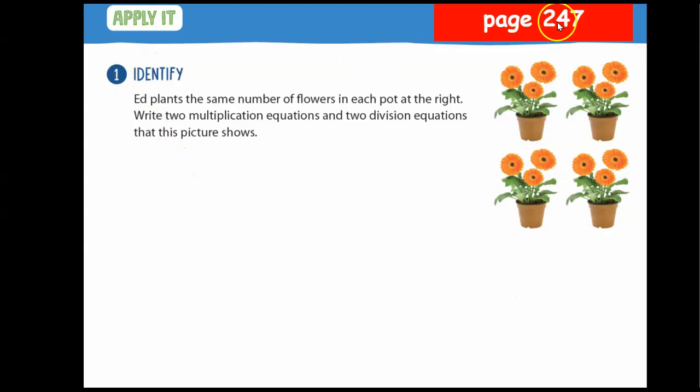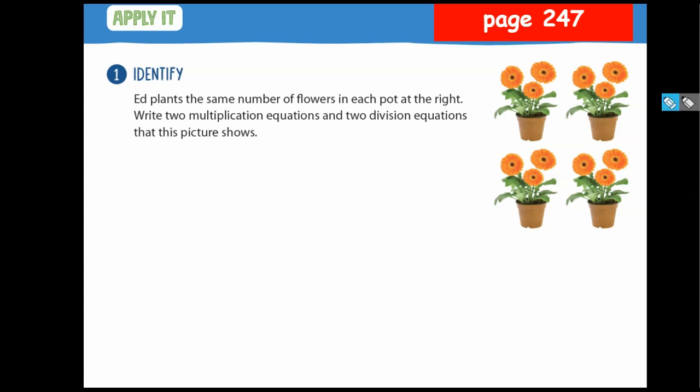So on page 247, it says Ed plants the same number of flowers in each pot at the right. So here's what you see, okay? It says write 2 multiplication equations and 2 division equations. Oh, so I'm creating a what again? Remember what that was called? Where I have the same 3 numbers? A fact family. Excellent. Okay.